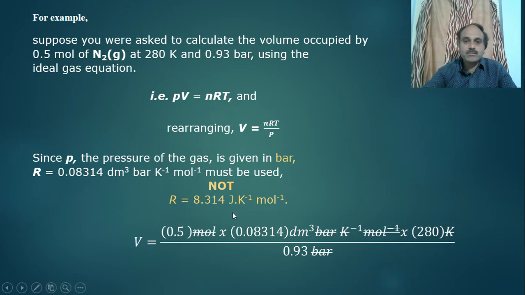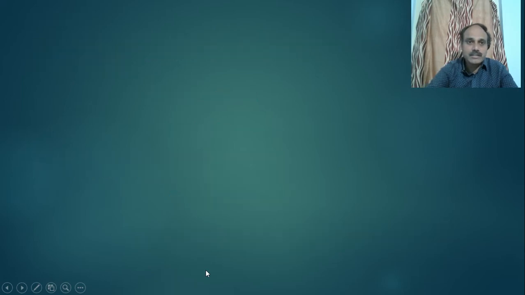After putting these values in, the units will cancel and you will finally end up with a value in dm cube, because volume should end up with the volume unit, that is dm cube. If after substitution of all these values and units you end up with the correct answer with the correct unit, that is most important.